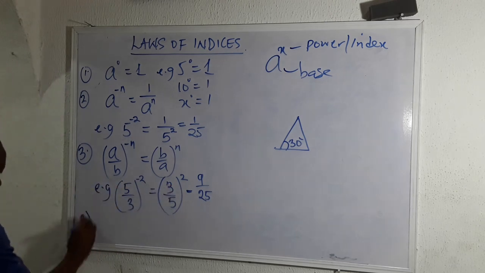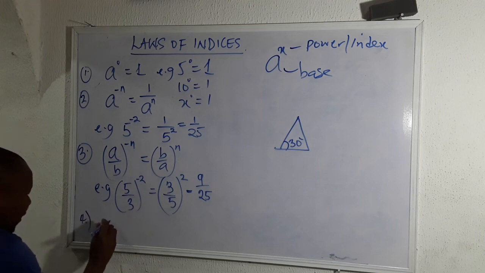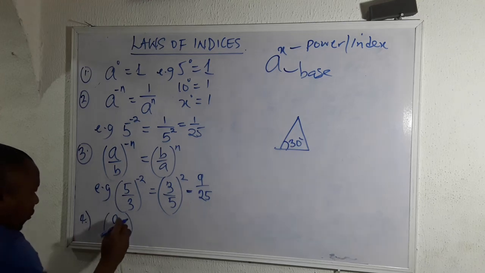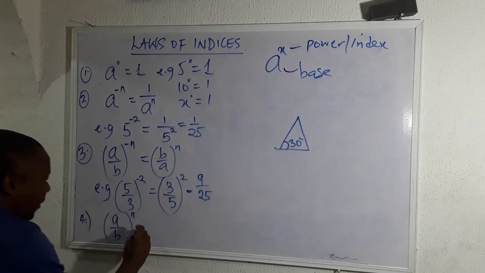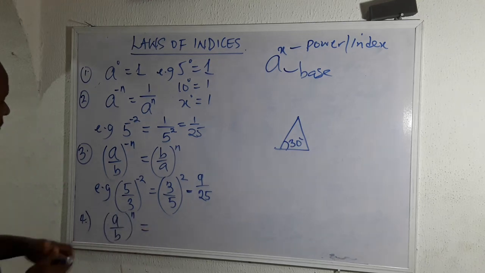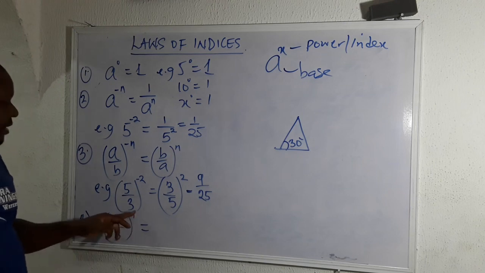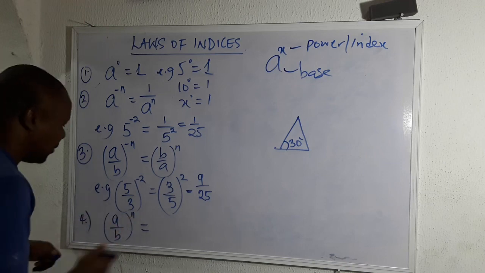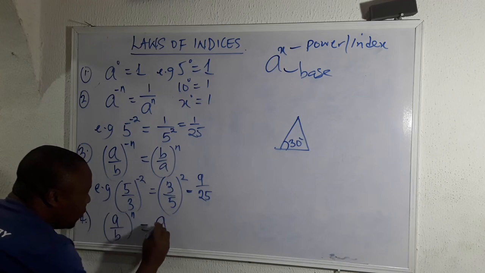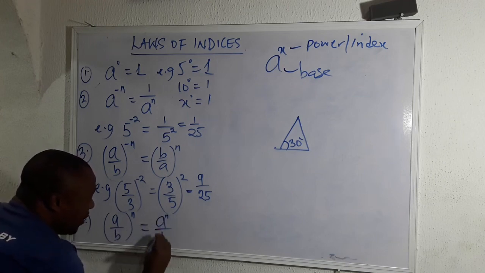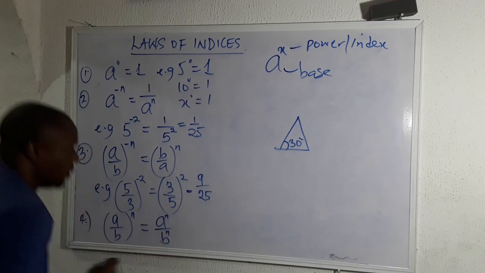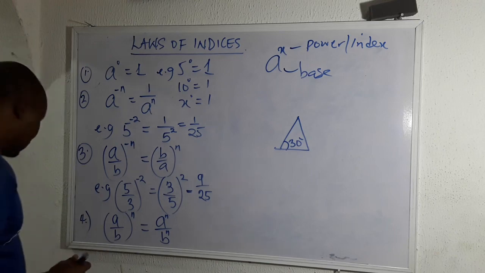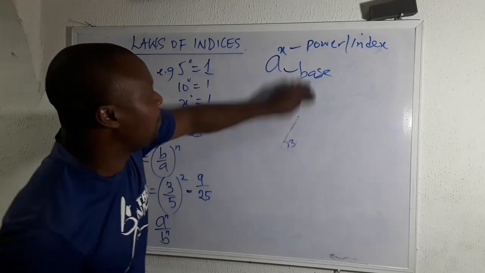So this is the fourth law of indices. You can have a over b all raised to power n. This is the same thing as, whenever a fraction is raised to a power, the power is shared by both the numerator and the denominator. So this one is the same thing as a raised to power n divided by b raised to power n.